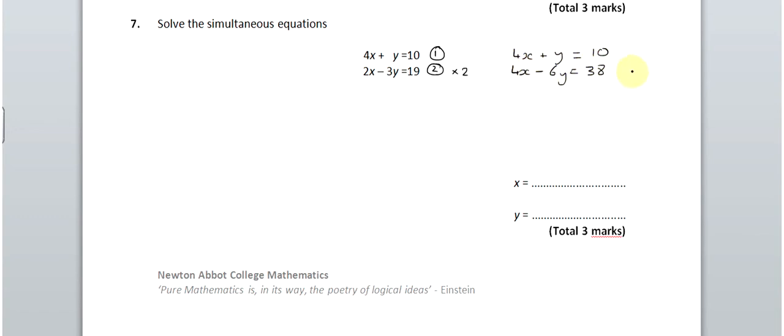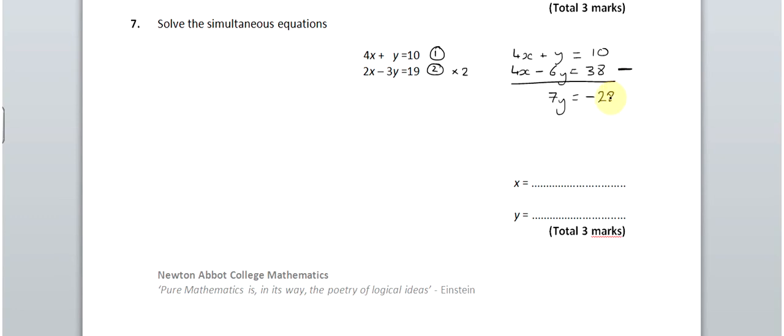And now I'm going to subtract. Why am I going to subtract? Well, my strategy is to make the x's the same, and the point of making the x's the same is to eliminate them, to get rid of them. And I know if I've got 4x and I subtract 4x, I haven't got any x's left, so they're going to disappear. So that's why I'm subtracting. So y minus minus 6y is going to give me 7y, and 10 minus 38 gives me minus 28.